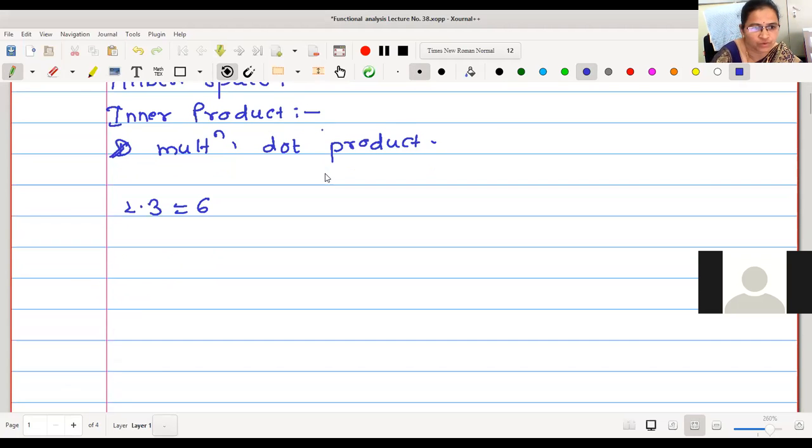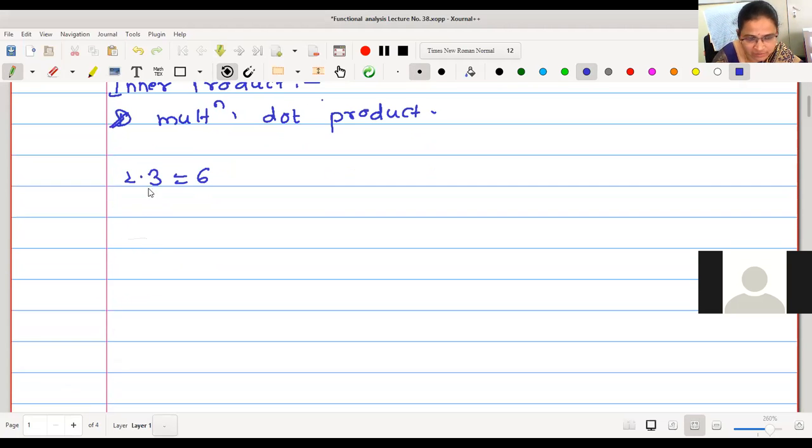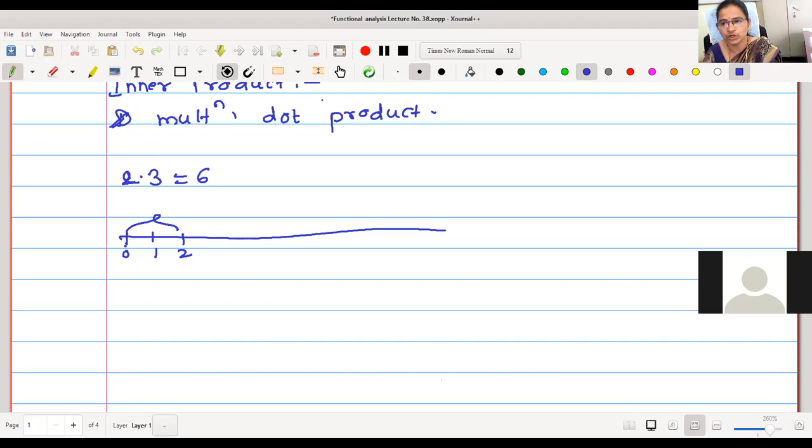See, this is my real line. And if I want to find out the value of 2 into 3, how is this going to be? Suppose this is a 2 unit distance. This is 0, 1 and 2. Therefore, this much distance is 2 unit distance. And what does multiplication tell us? 2 into 3. That is, 2 unit distance is taken thrice, or 3 unit distance is taken twice. One of them we have to follow. Here I will follow 2 unit distance taken thrice.